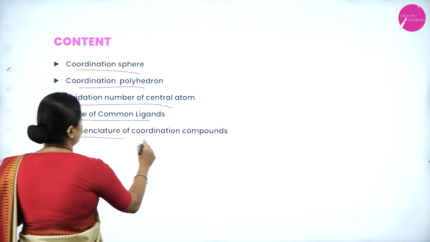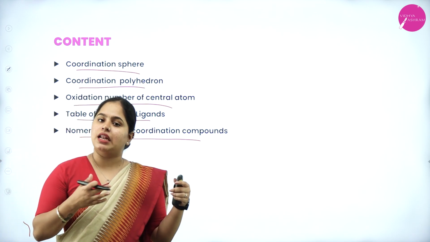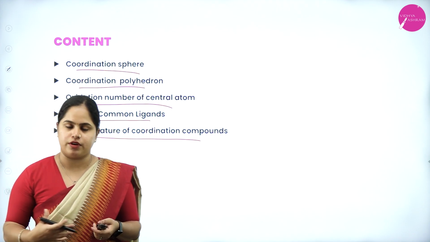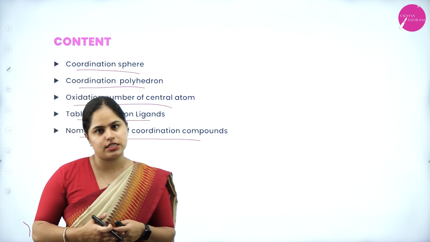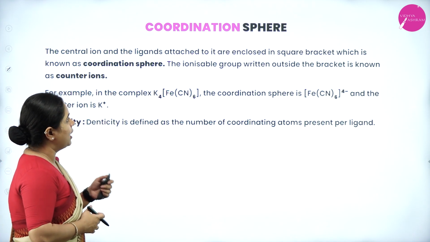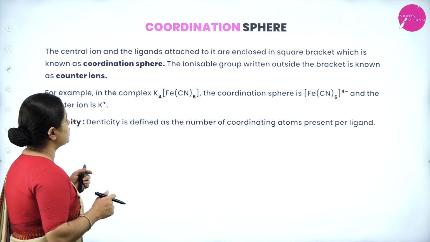Right? And then moving on to the next important part, that is nomenclature of coordination compounds. So if it is an anionic coordination compound, it is different set of rules. If it is cationic, it is different. So all of this we are going to discuss in this session. Right? So to begin with, what is coordination sphere? The central ion and the ligands attached to it are enclosed in square bracket, which is known as coordination sphere.